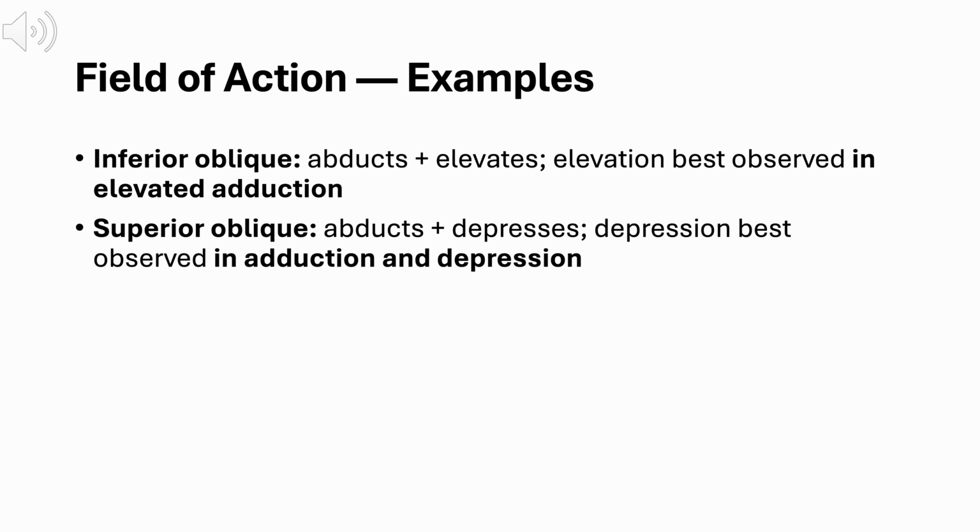The superior oblique also abducts the eye, but instead of elevating, it depresses. Its depressive action is best seen when the eye is adducted and then depressed. Testing in that position brings the superior oblique into its primary field of action. These examples illustrate why vertical muscle testing requires placing the eye in specific horizontal positions rather than simply asking the patient to look straight up or down.